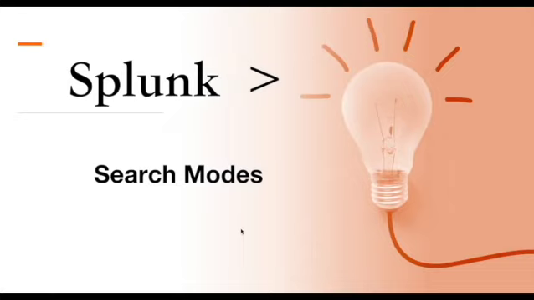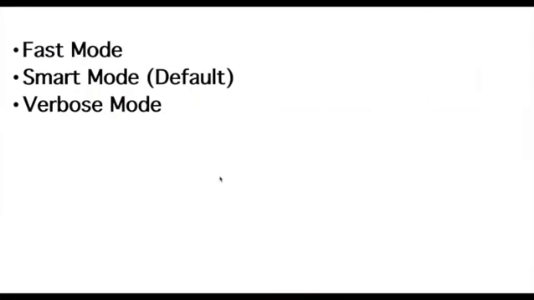This video is about search modes in Splunk. There are three types of search mode: fast, smart, and verbose. Fast mode, smart mode, and verbose mode. Smart mode is the default mode in Splunk, so whenever you run your command, by default it comes as smart mode.